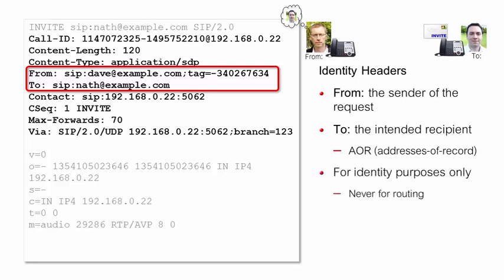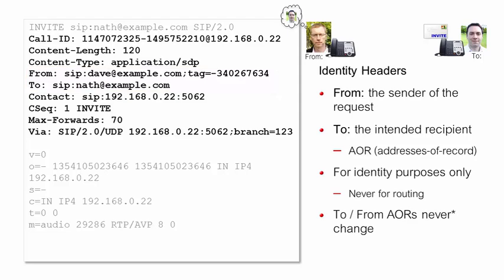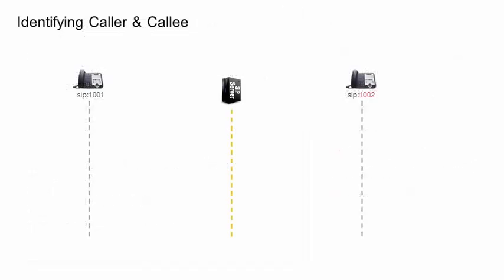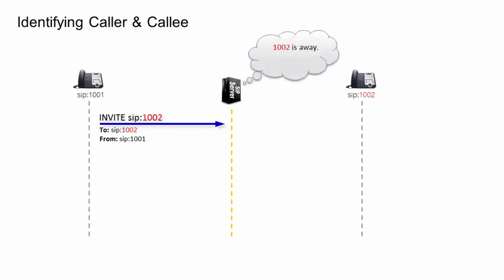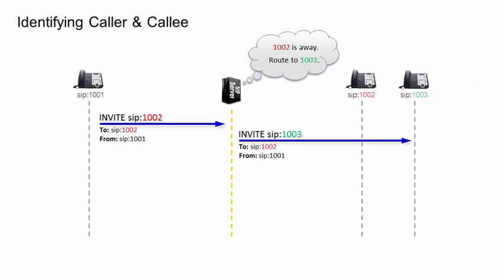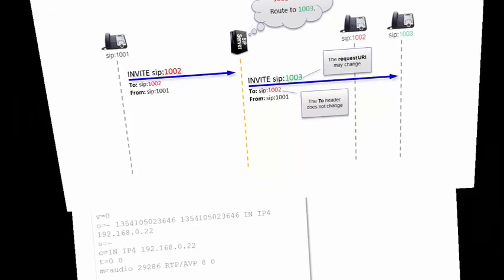Now, take note that the To and the From headers are for identity purposes only. They are never used for routing. Once set at the beginning of each transaction, they never change, even if a midway server decides to reroute the request. It could be that a request intended for SIP 1002 is processed at a server, and perhaps because 1002 is away, the request is routed instead to 1003. Now, although the request URI might change, the To and the From headers do not. They remain constant throughout the whole transaction, a constant reference to who sent the request and who it was intended for, even if it didn't get there.